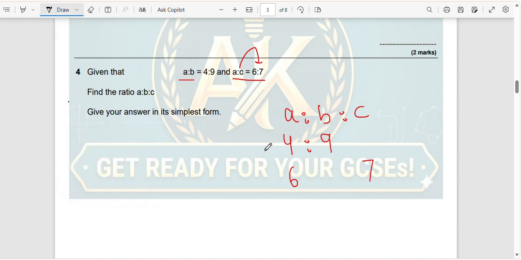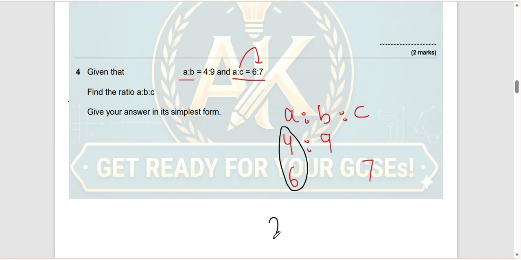So 4 times 6, should I do 4 times 6? Exactly, 4 times 6 is 24. Now I'm going to multiply these two numbers. 9 times 6. So what is 9 times 6, kids? 54. So I write the ratio: 24 ratio 54, and I'm going to multiply these two things now.